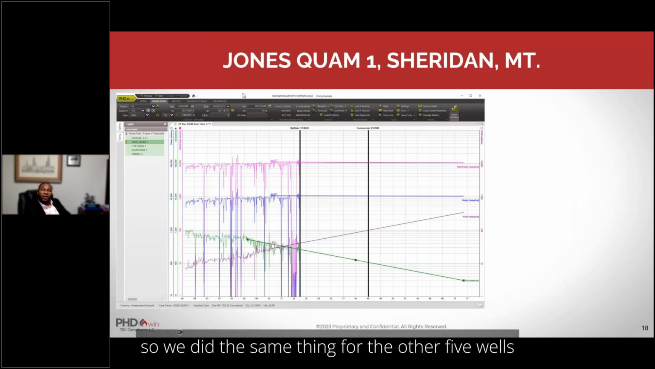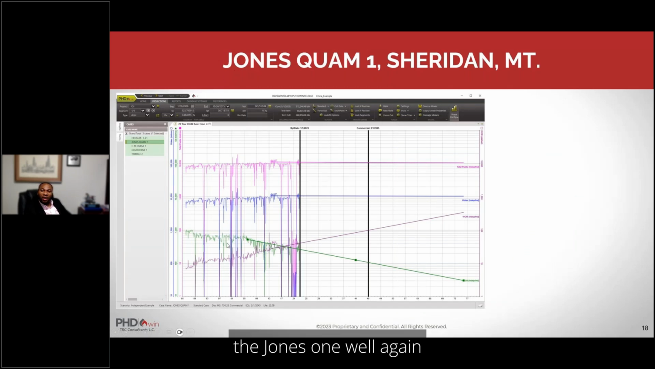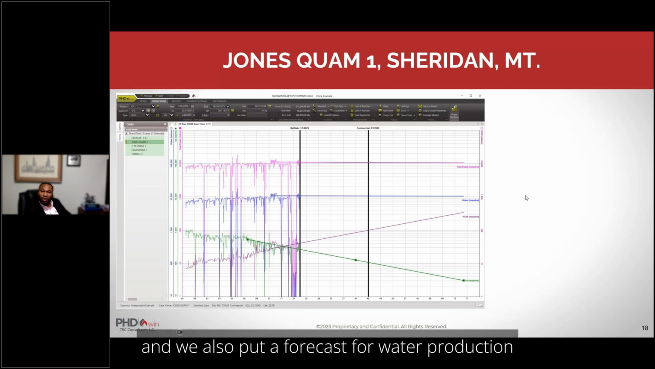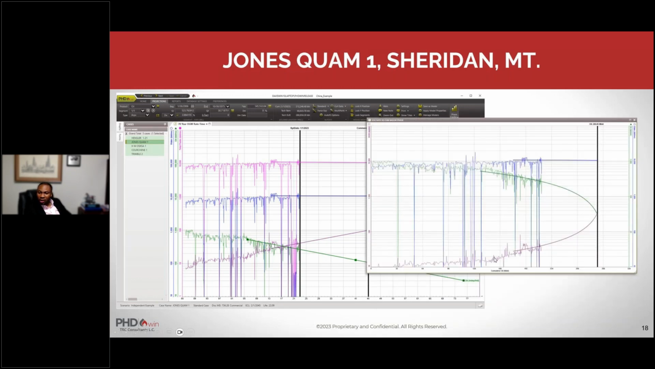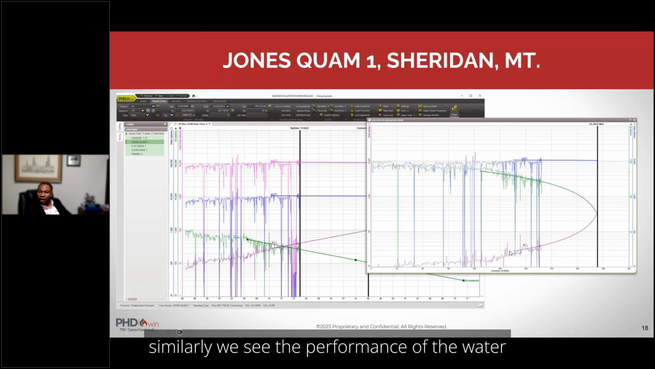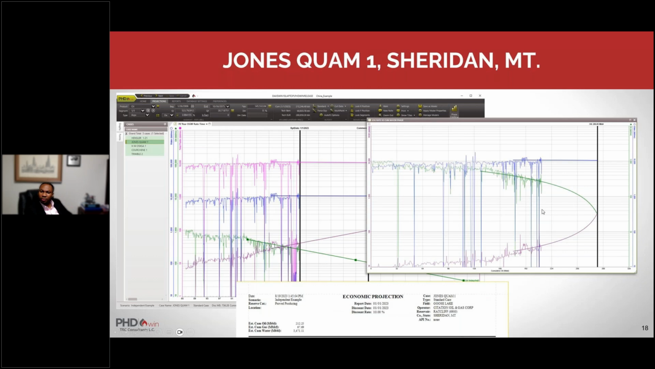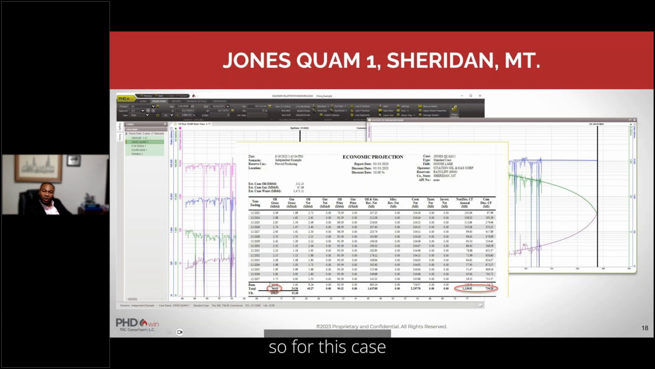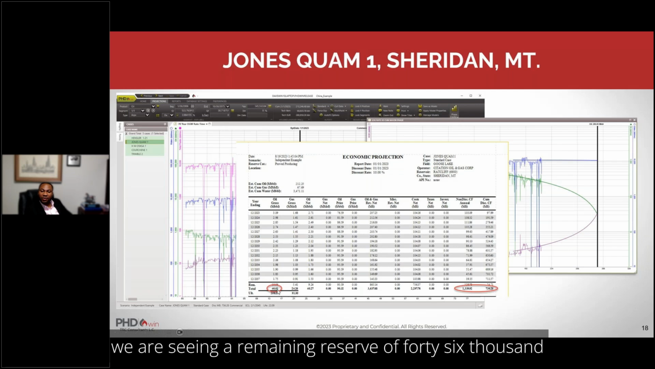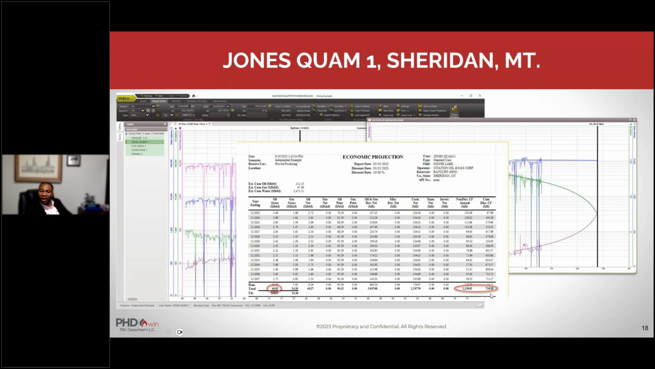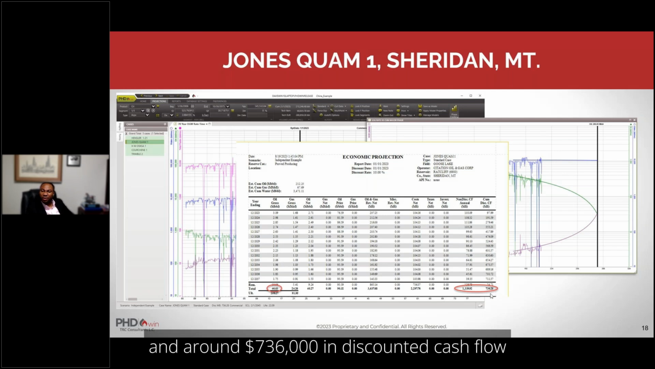So we did the same thing for the other wells. For the Jones Quam well, again, we put a forecast on the historical oil production, and we also put a forecast for water production. Similarly, we see the performance of the water-oil ratio on the log water-oil ratio versus cumulative oil production. Again, it's curving upwards. And this is the cash flow. For this case, we are seeing a remaining reserve of 46,000 barrels of oil and around $736,000 in discounted cash flow.